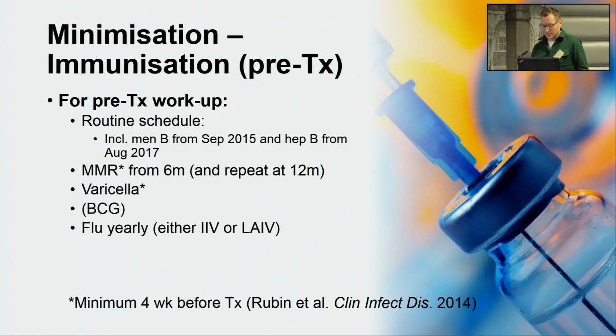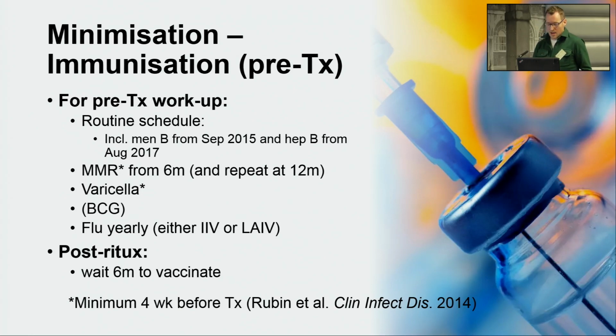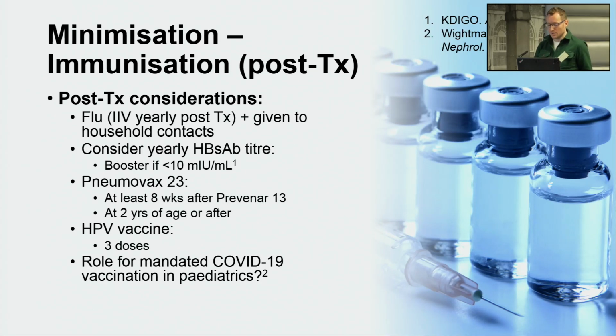Any live vaccines need to be given a minimum of 4 weeks before transplant. And if you've had a patient that's had rituximab, then you would want to wait for about 6 months post rituximab to vaccinate them, just because they'll have a blunted immune response to producing antibodies during that time period. In terms of post-transplant immunization, there are various different considerations.